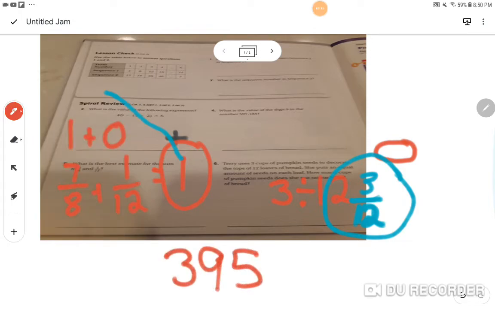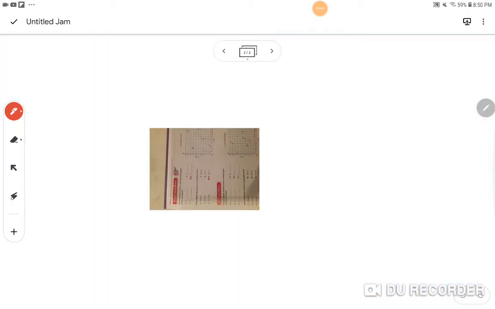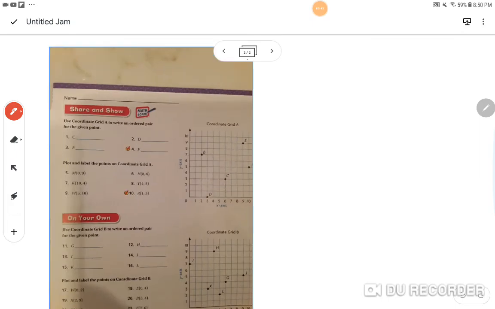395. We're going to learn about ordered pairs. So go ahead, pause the video, turn that in, and come back and get to page 395. All right, so here's our 395. Look at how satisfying this is.